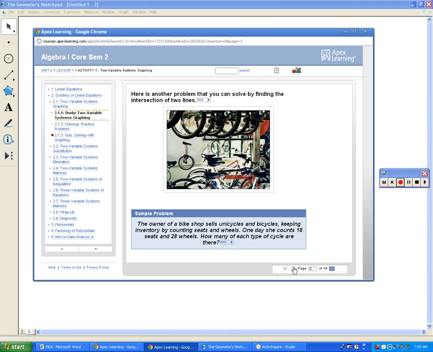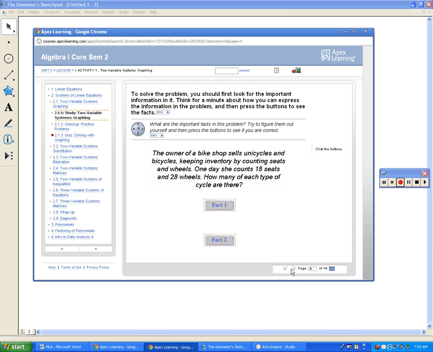So this one says, the owner of a bike shop sells unicycles and bicycles, keeping inventory by counting seats and wheels. One day she counts 18 seats and 28 wheels. How many of each type of cycle are there? And so they're going to try and come up with a couple of equations that we can use here in this graph.